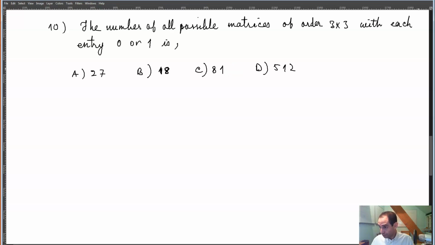So now this was exercise 3.1. This was exercise 3.1.